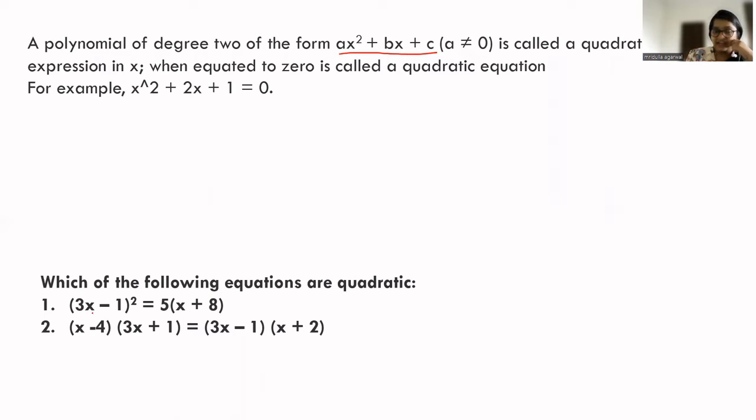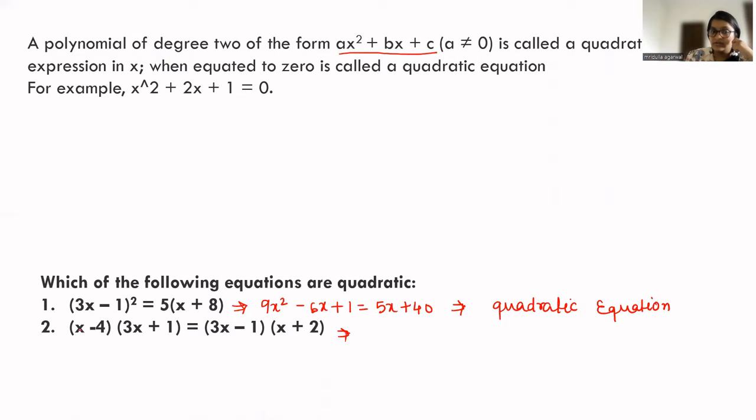So now let us check whether the equation is a quadratic or not. We'll simplify it. While simplifying, you can see it's (3x minus 1) the whole square, so we'll apply that identity. It's 9x square minus 6x plus 1 equals 5x plus 40. Looking at the equation, you can see that the highest order is x squared. So that means this is a quadratic equation.